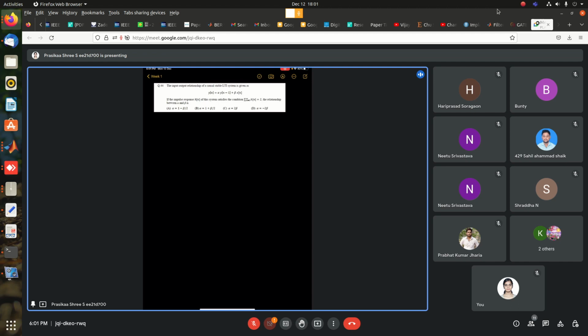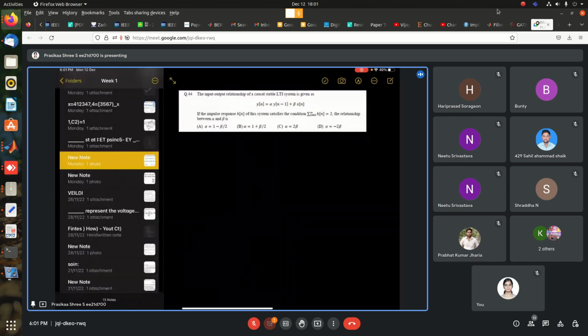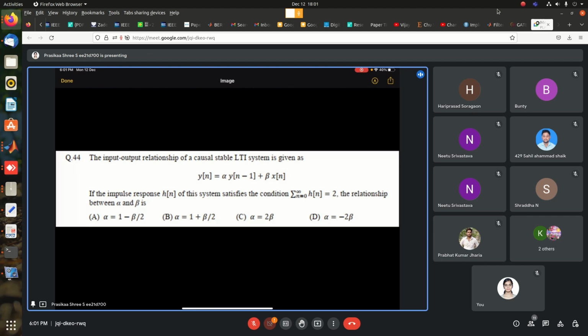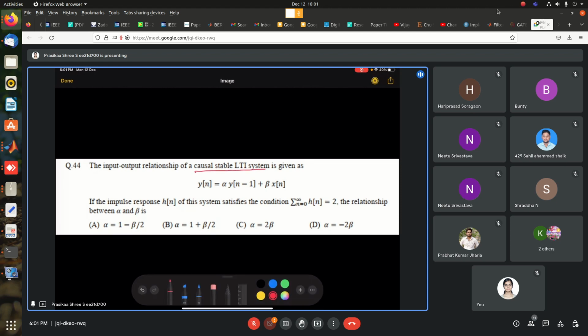The input output relationship of a causal stable LTI system. What does causal stable LTI system mean? Causal means the impulse response will be equal to 0 for n less than 0. This means the output should not depend on the future input samples. If y of n is the output which we are considering, then it should depend on x of n and the past inputs.